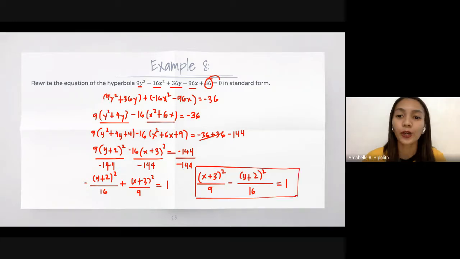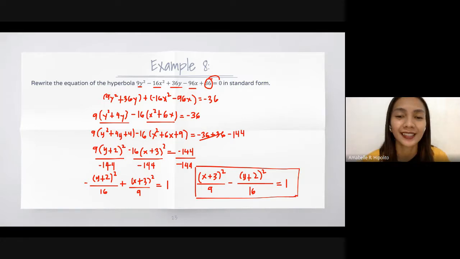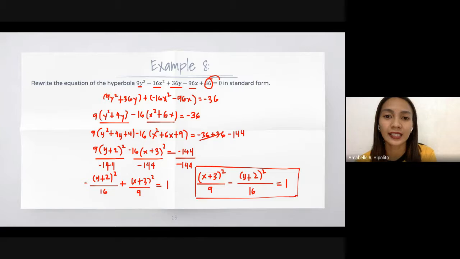So the standard form is the quantity x plus 3 squared all over 9 minus the quantity y plus 2 squared all over 16 is equal to 1. Okay, let's have the last example.